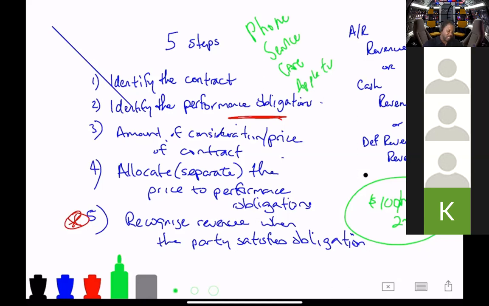So they have to identify all these different performance obligations and then find a way to say, okay, if it's 2 years, $100 a month, the total price is $2,400. How do we break that out, that $2,400, into all these different components?